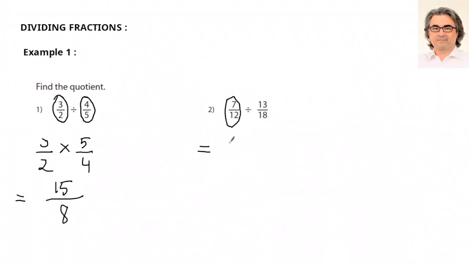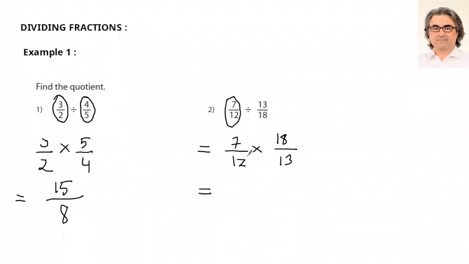Remain the same the first fraction, 7 over 12, then change the places of numerator and denominator of the second fraction. It means 7 over 12 should be multiplied with 18 over 13.